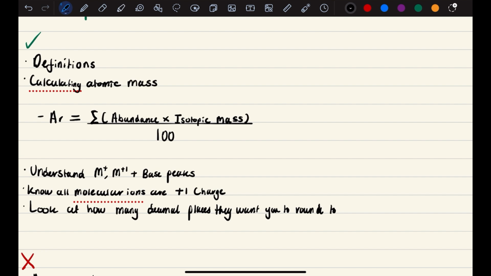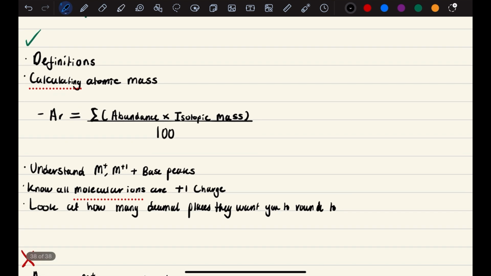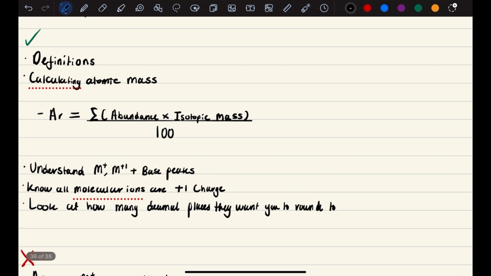Do practice questions, the whole lot. Understand what your n plus 1 and base peaks mean. It's so easy to get confused between the 3, so please just be happy with it. Know what causes it, and I think you'll be fine. All the molecular ions are +1. I did mention it briefly earlier in the lesson. Please just remember all of them have a 1 plus charge. So even if you have calcium and they ask what's the molecular ion, if it's in the mass spec, it's Ca 1 plus, not 2 plus.